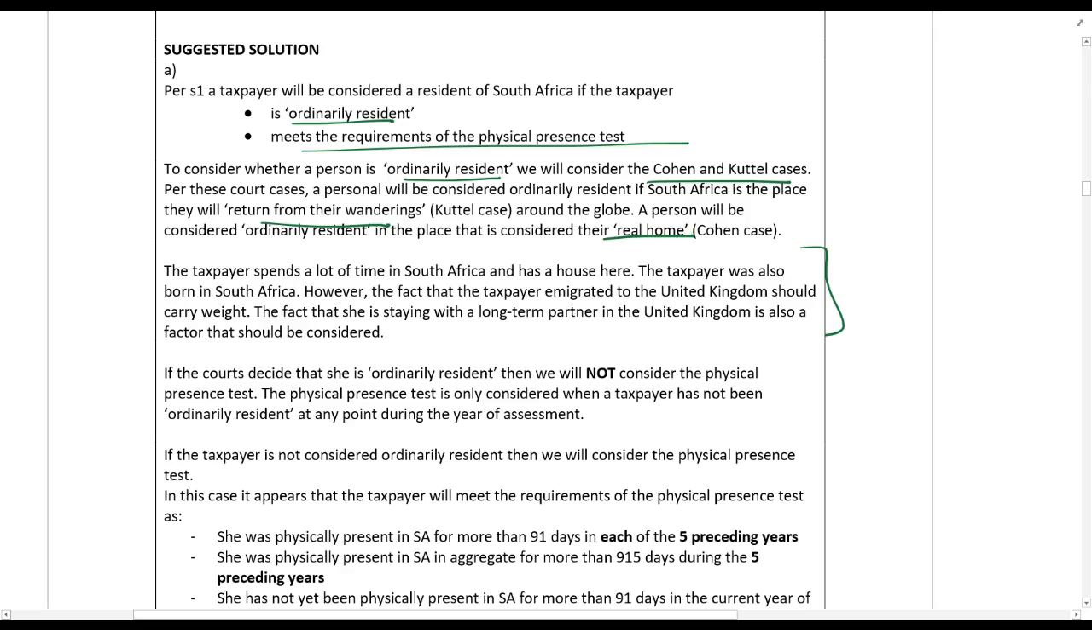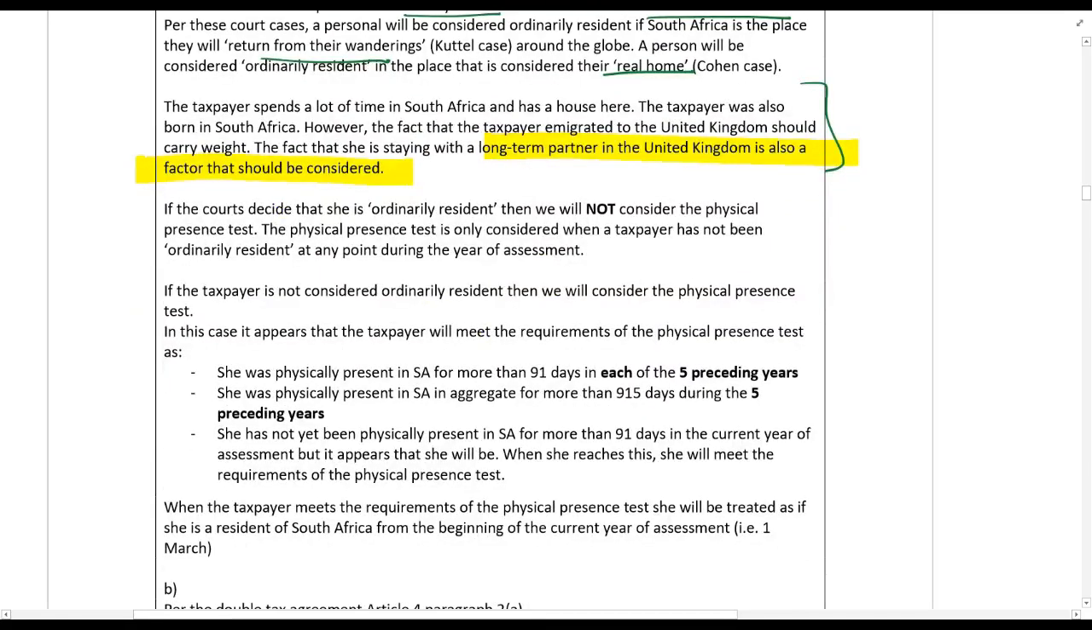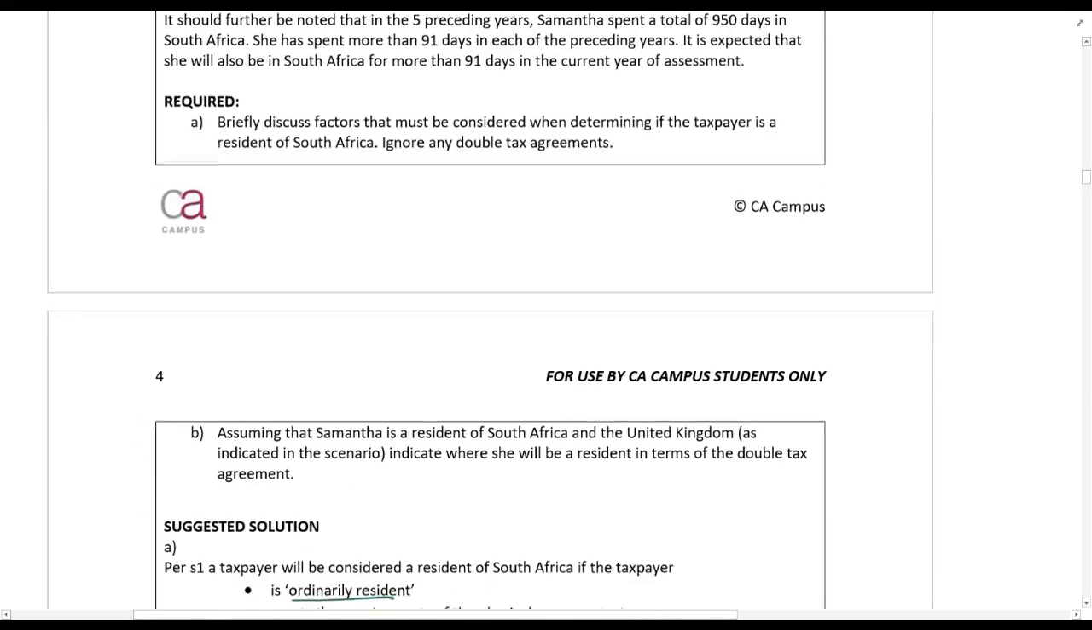and we are basically saying that's a factor. The fact that she has a partner in the UK must also be considered. Right, and then you'll see the rest of this is just a discussion. And we're not making a conclusion, they just said what would be considered. So this is all just theory, this is not double tax agreement, this is what you know.